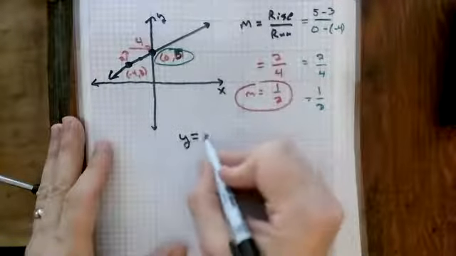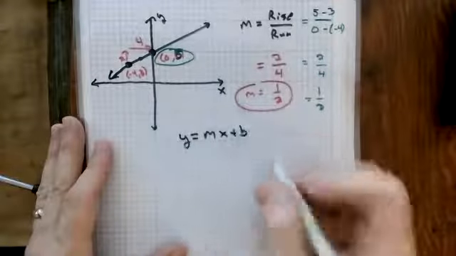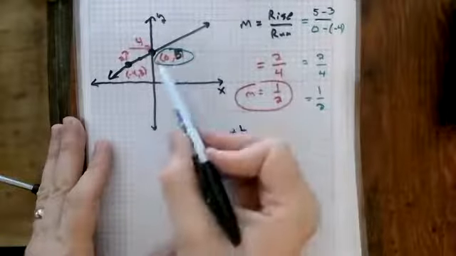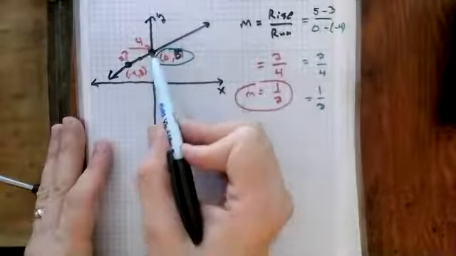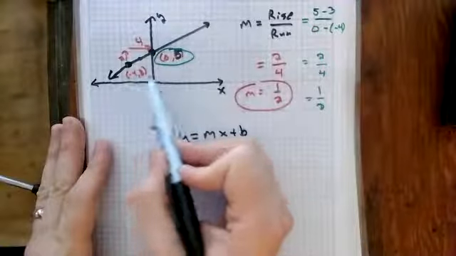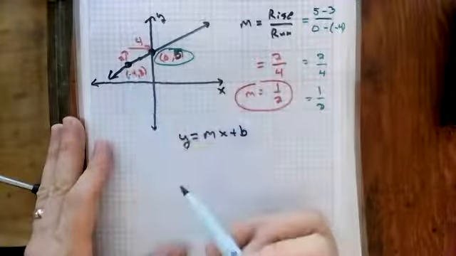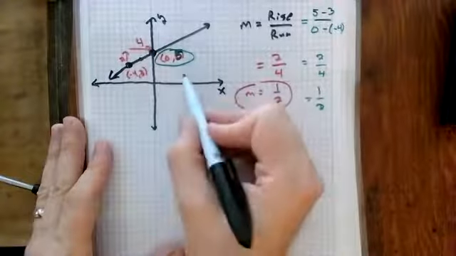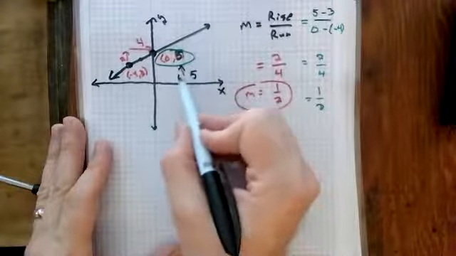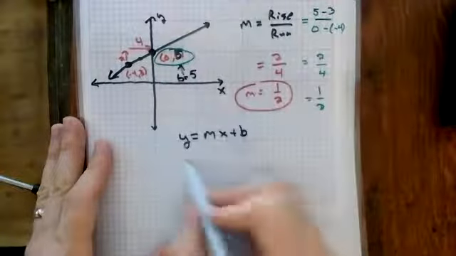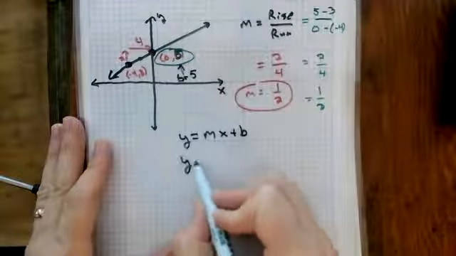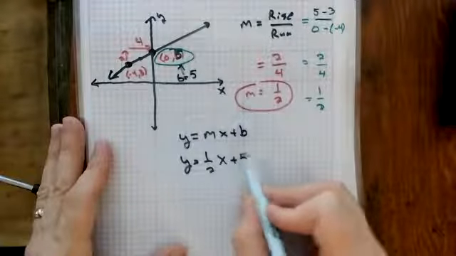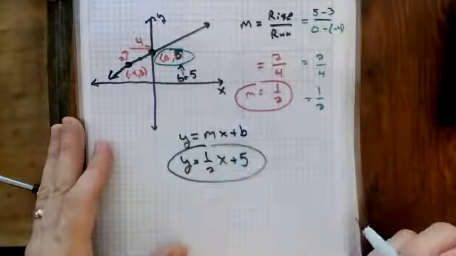my y is equal to mx plus b. And it's always the point that is on the y-axis. I can't use this for my y-intercept, but I can use this one. My y-intercept here is going to be 5. So when I write this, it's just going to be y is equal to 1/2 x plus 5. And we're done on this example.